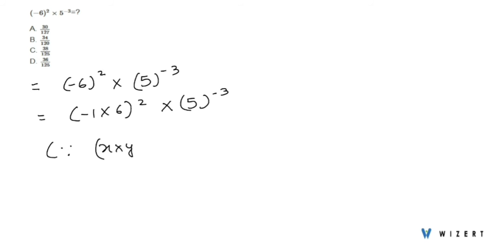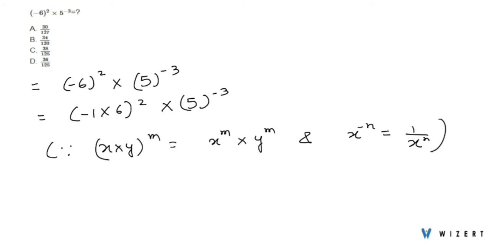Now since we know that x multiplied by y to the power m can be written as x to the power m multiplied by y to the power m, and also one more property of exponent, x to the power minus n can be written as 1 upon x to the power n. So using above two properties of exponent, we can write this as minus 1 to the power 2 multiplied by 6 to the power 2. We have used this first property, and using the second property we can write 5 to the power minus 3 as 1 upon 5 to the power 3.